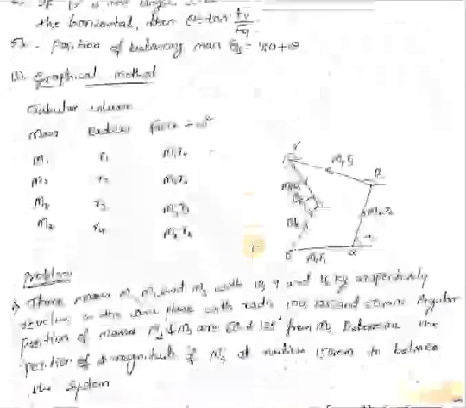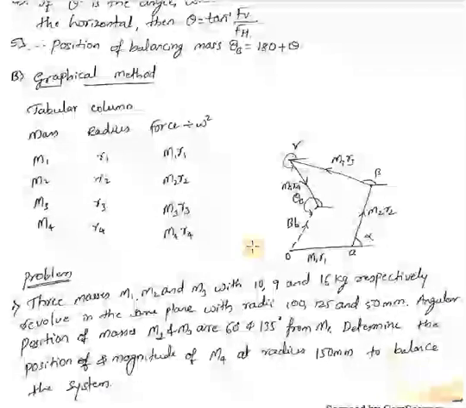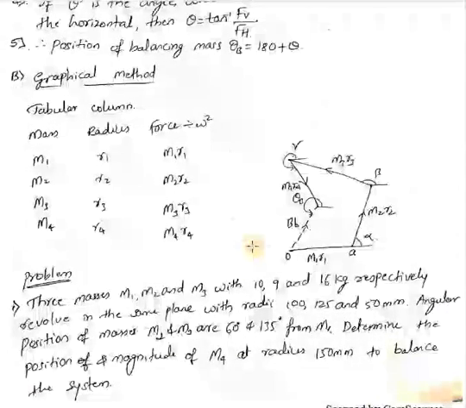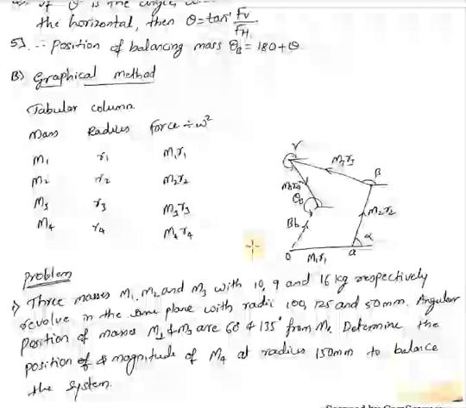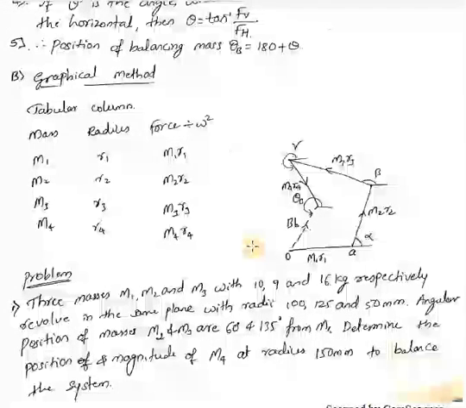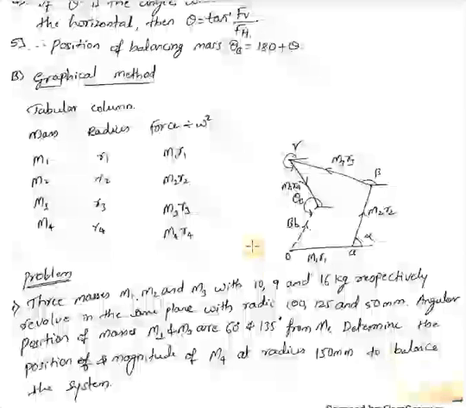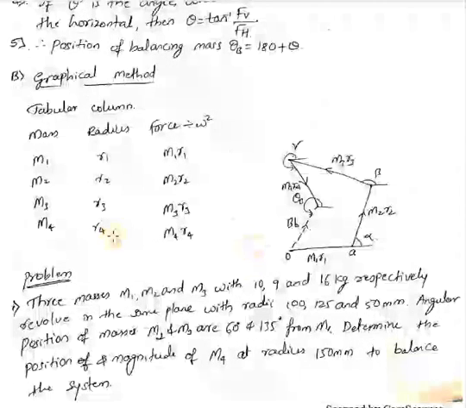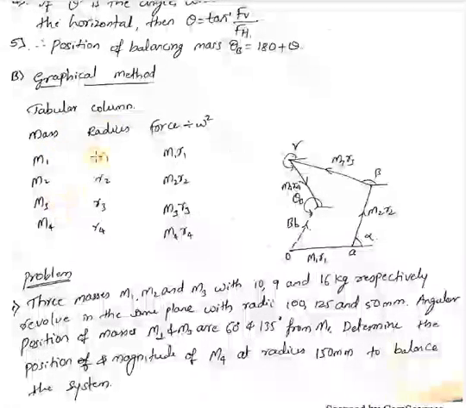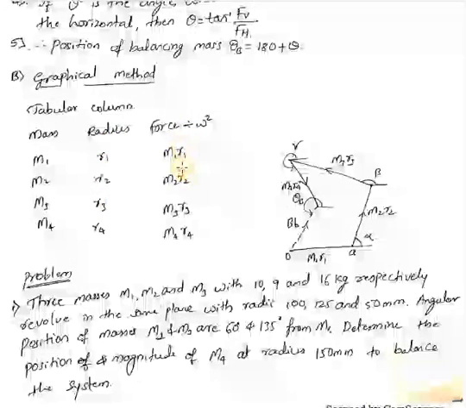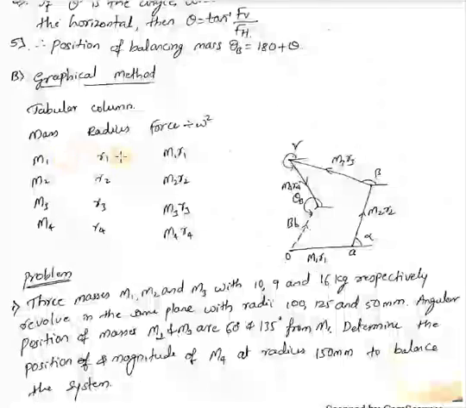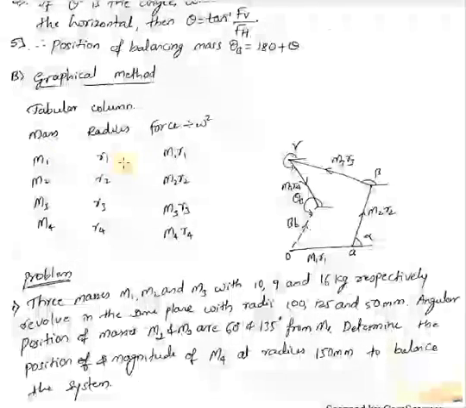The second method is the graphical method, and this is the most popular and simple method, which we are going to follow to solve the problems further. So first you need to construct the tabular column. The first column is for the mass, the second column is for the radius, and the third is for the force. Force is given by the product of mass and radius.